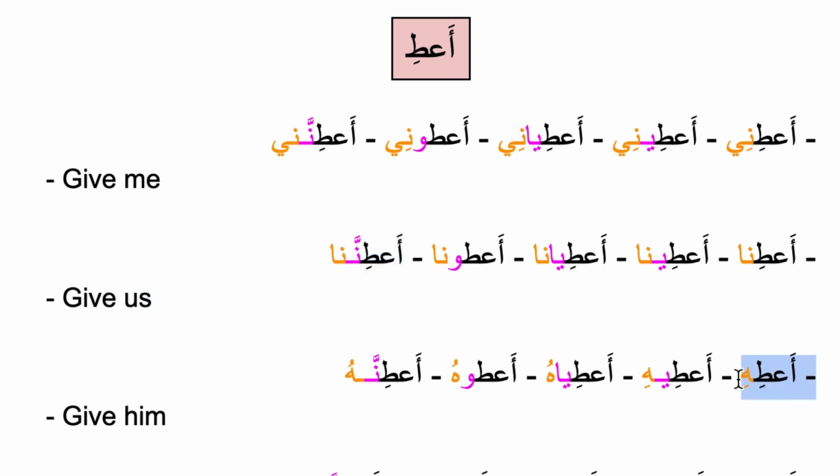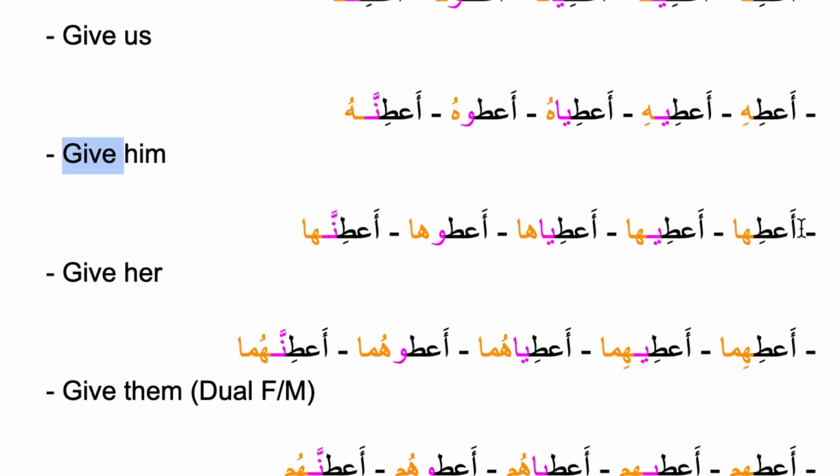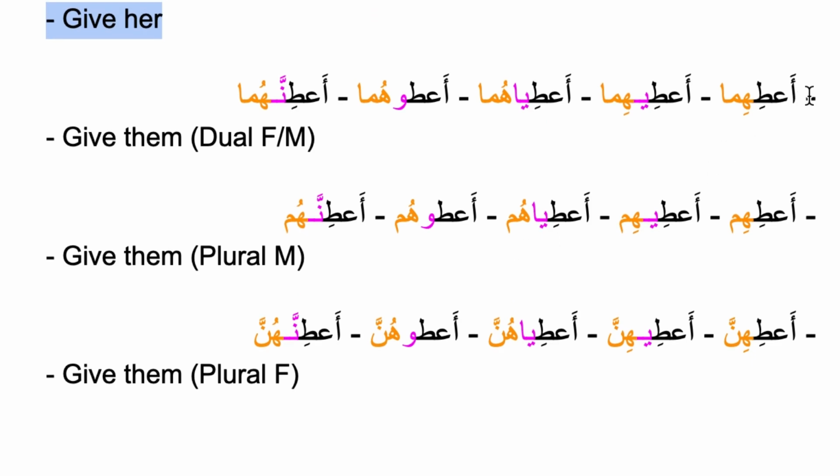Next, أعطه, أعطيه, أعطياه, أعطوه, أعطنه. And all these mean give him. Next, أعطها, أعطيها, أعطياها, أعطوها, أعطنها. And this means give her. Next, أعطهما, أعطيهما, أعطياهما, أعطوهما, أعطنهما. And this means give them to dual, female or male.